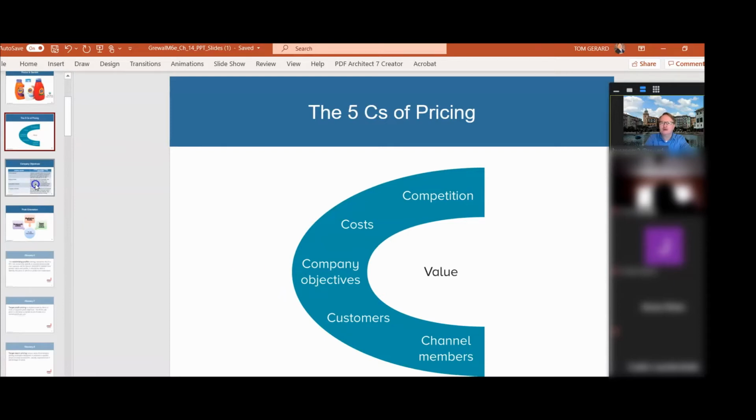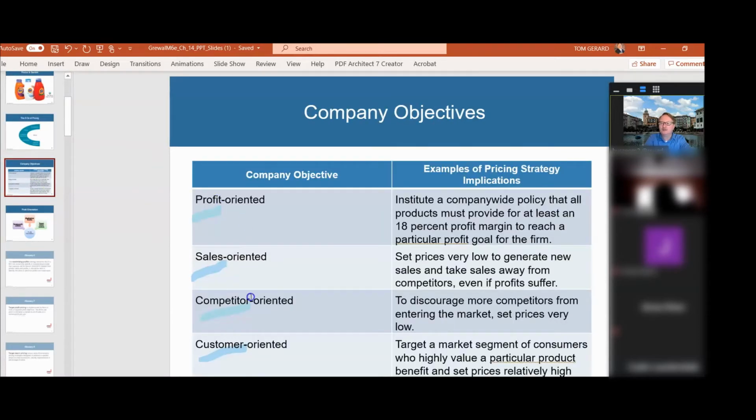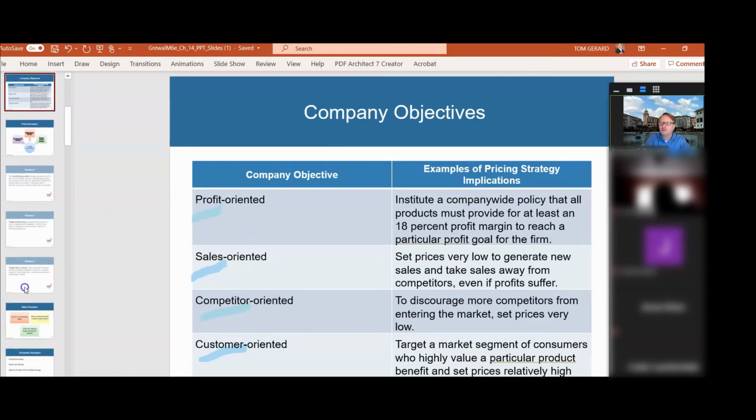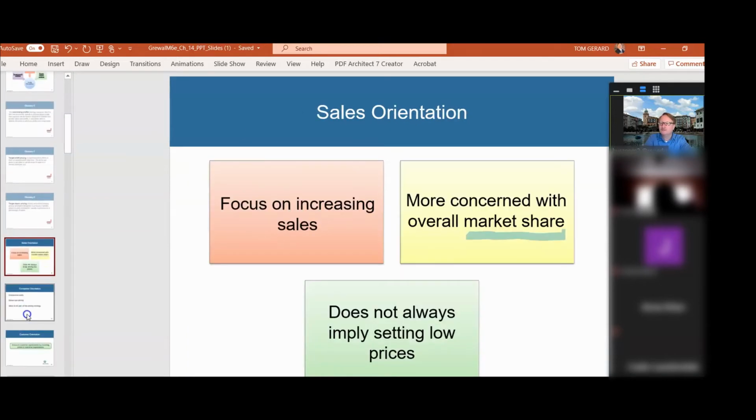Company objectives: profit, sales, competitor oriented under objectives. So we talked about profit. This is sales, which is more concerned with market share. A lot of companies judge themselves by the market share. Now think about right now.